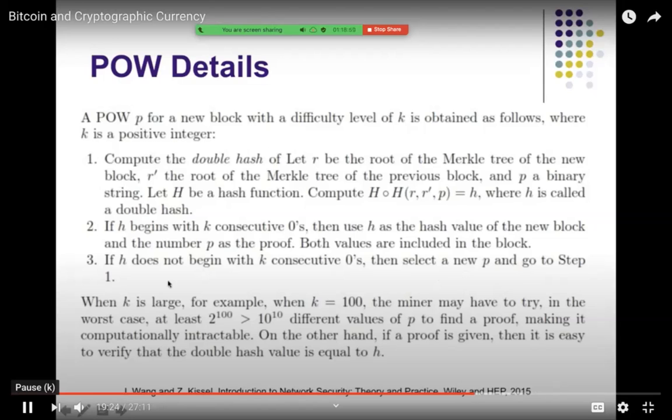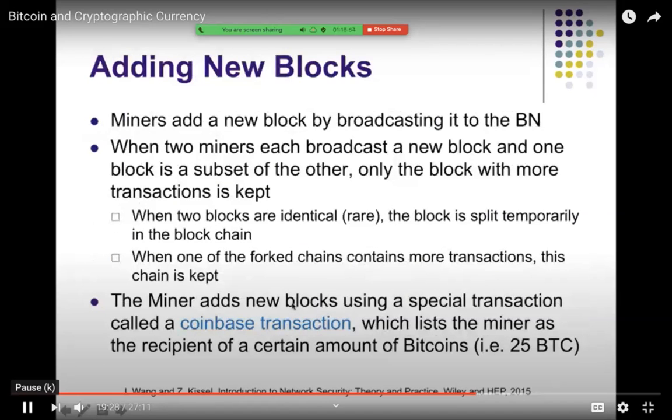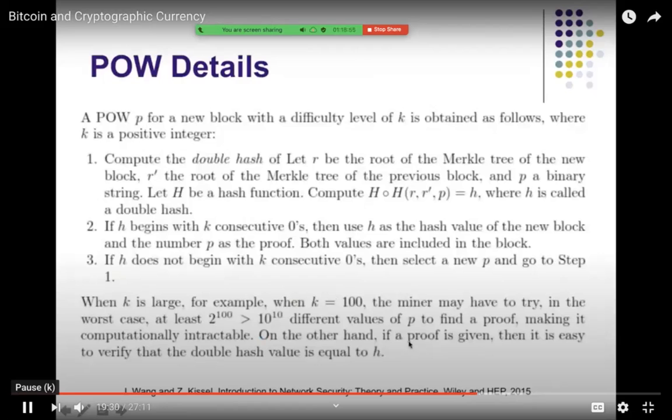So that means when K is large, for example, when K is equal to 100, the miner may have to try, in the worst case, at least 2 to the 100 different values of P to find a proof. Well, that's only in the worst case, of course.